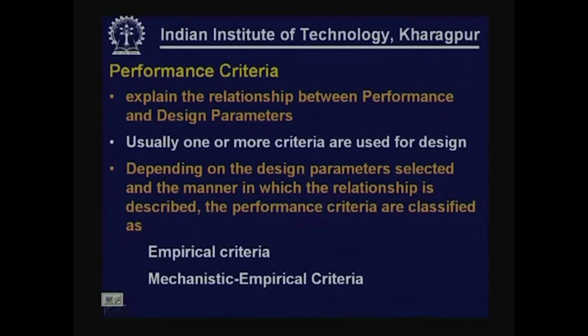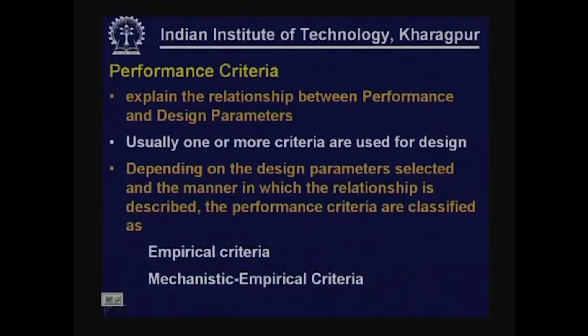There could be a number of performance criteria. There could be just one criterion, there could be a set of criteria for a given pavement. These criteria explain why a given pavement performs better compared to another pavement. So, they explain the relationship between the performance and the design parameter. This could be just in the form of an equation, a set of equations, charts, it can be anything, but they should explain why a pavement performs better, why another pavement does not perform so satisfactorily. We normally have either one criterion or more than one criteria.